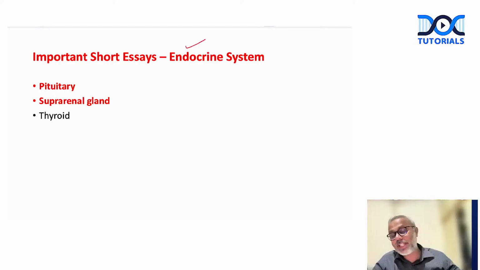Right. Now, apart from all these major systems, 2 more systems from which we can expect questions is, one is endocrine, the other one is the special senses. In endocrine system, the very often asked short essay is the histology of pituitary gland or hypophysis cerebri. We need to talk about the structure of the anterior pituitary, posterior pituitary.